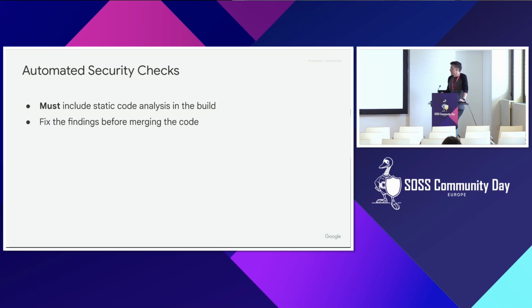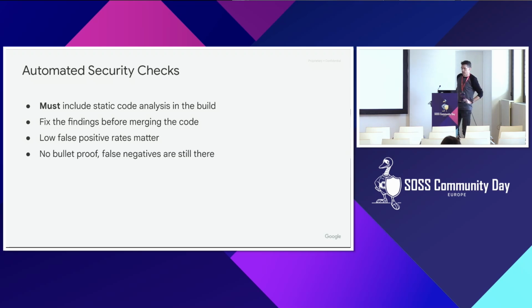And we should try to fix these issues before we merge the code, to not let them pile up and then have a large amount of issues. Of course, the false positive rate is important, because if we have a high number of false positives, then we cannot trust the scanner anymore, and we waste time trying to triage. But on the other side, we can also have false negatives, so the scanning is not complete.